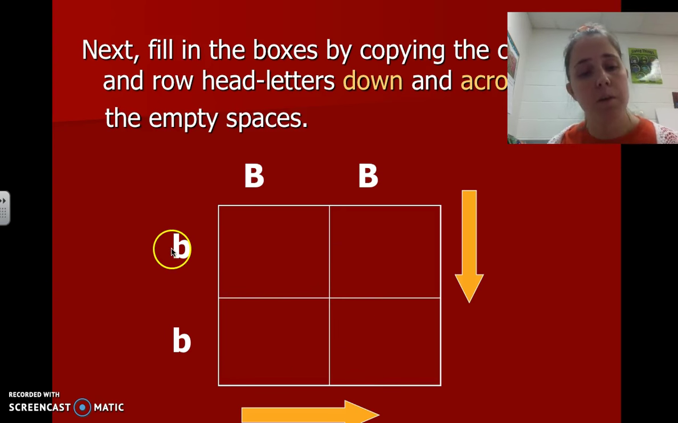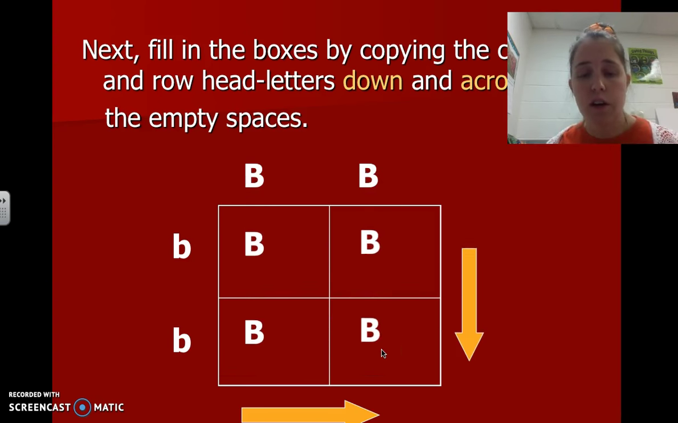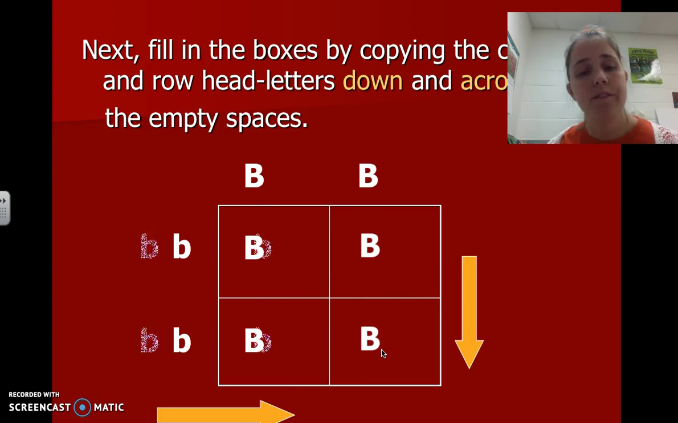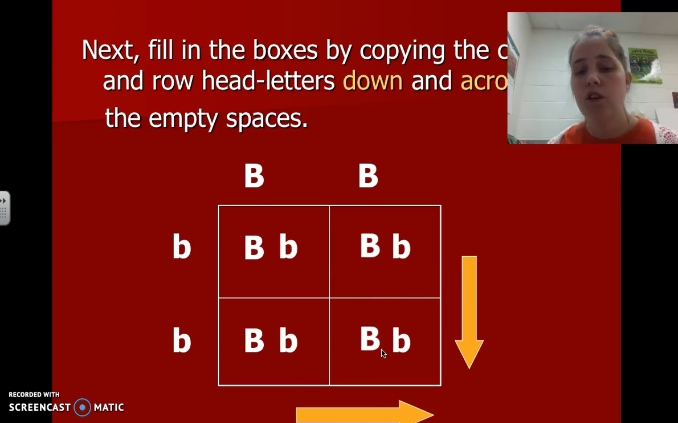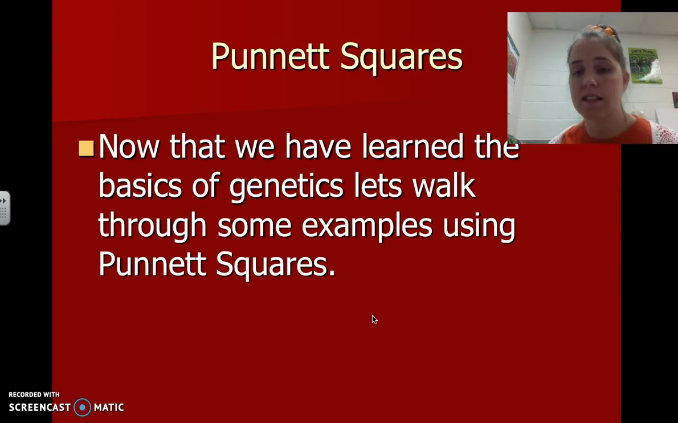Now I'm going to carry this one across. That means this box is going to have a big B from up here and a little b from right here. This box is going to have a big B from up here and a little b from over here. This box is going to have a big B from up here and a little b from over here, and so on and so forth. And so it gets carried down like that and over like that. And now these are 4 possible combinations. These are the only 4 possible combinations that exist.